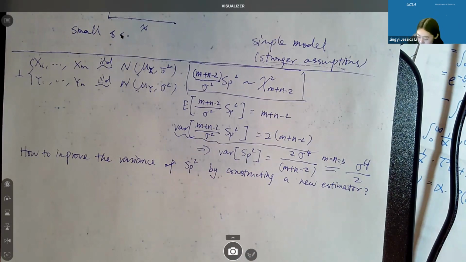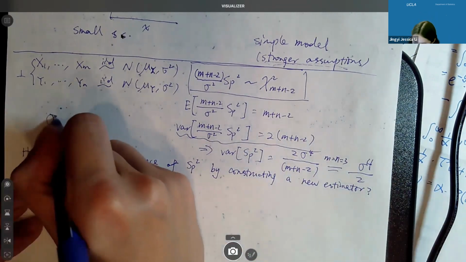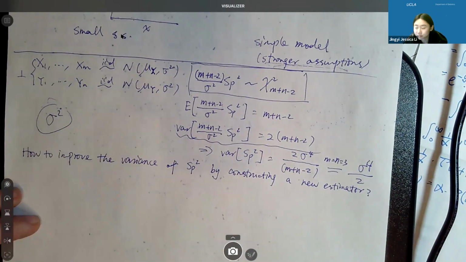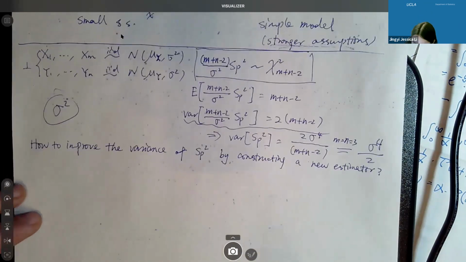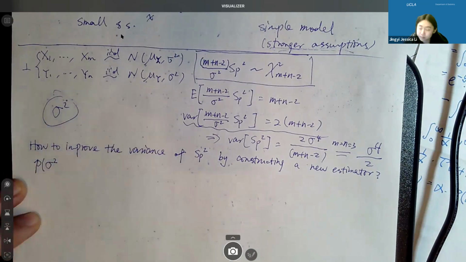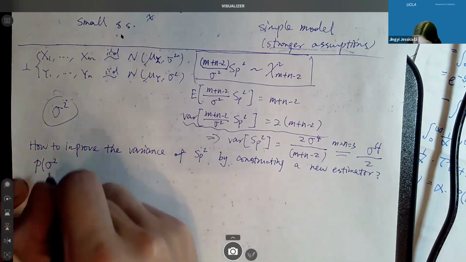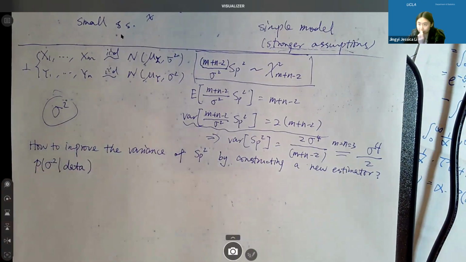Okay, so to do that, you know the Bayesian framework, and here the parameter is sigma square, right? Sigma square is our parameter of interest. As I said, in the Bayesian framework, our target is the posterior. So we want to obtain the posterior distribution of sigma square given our data. Okay, that's what we want.